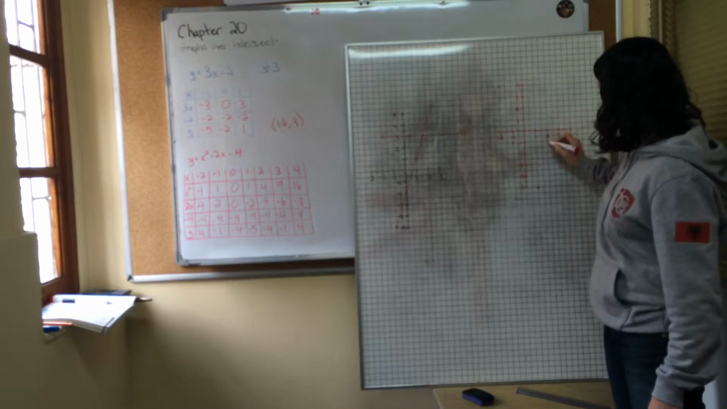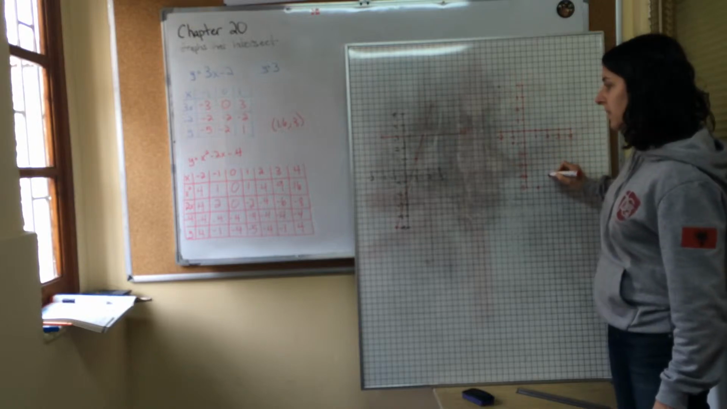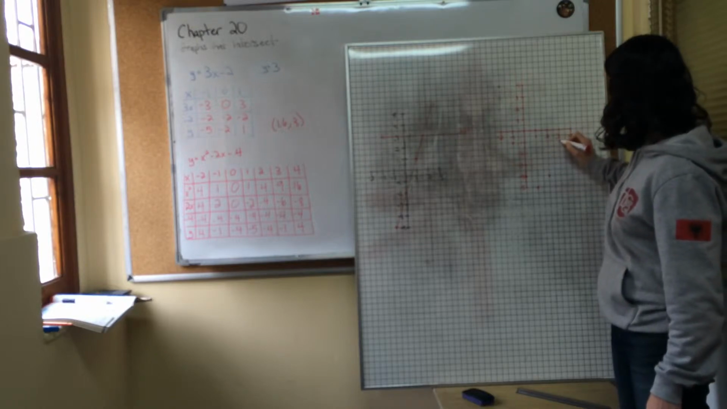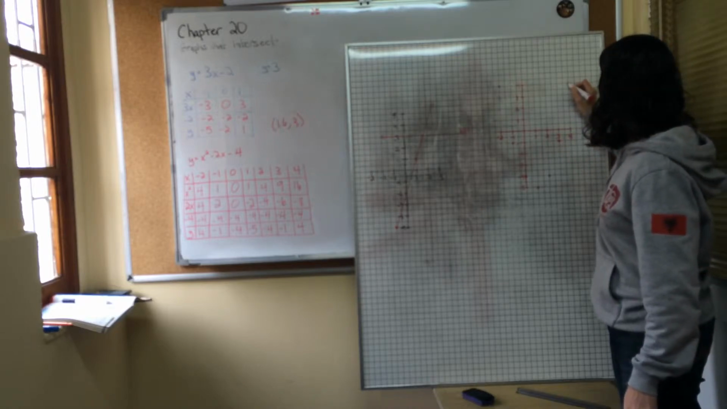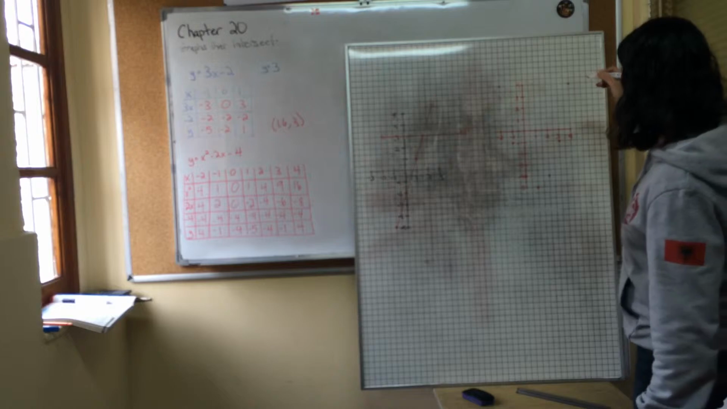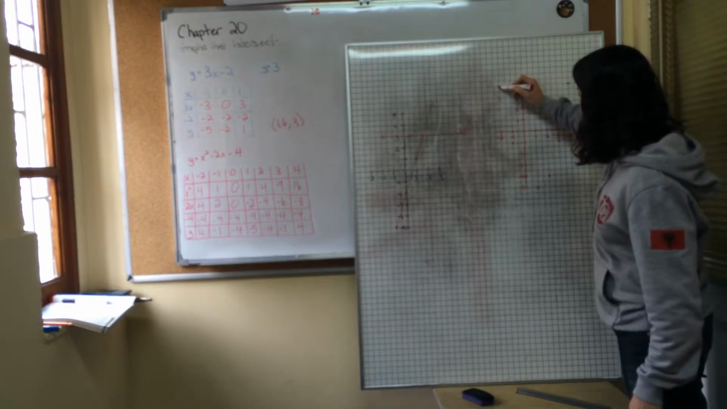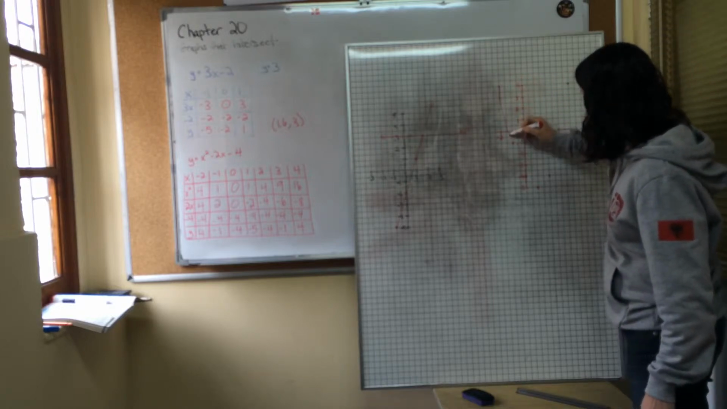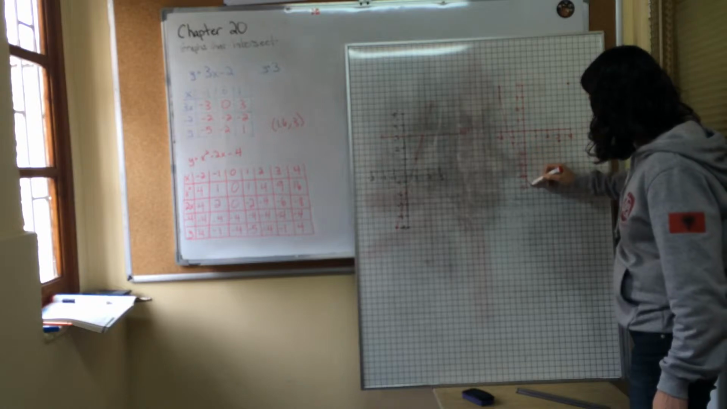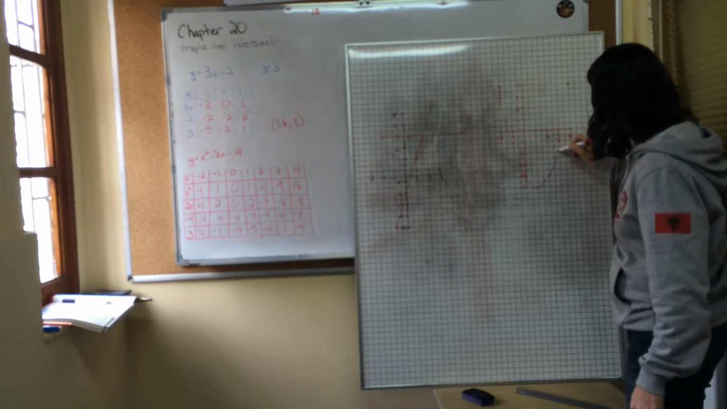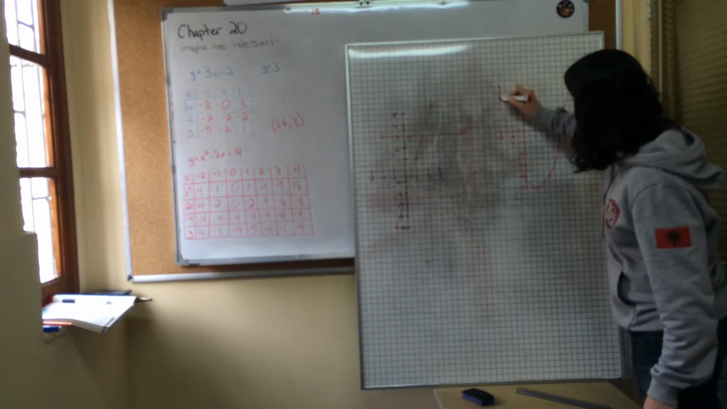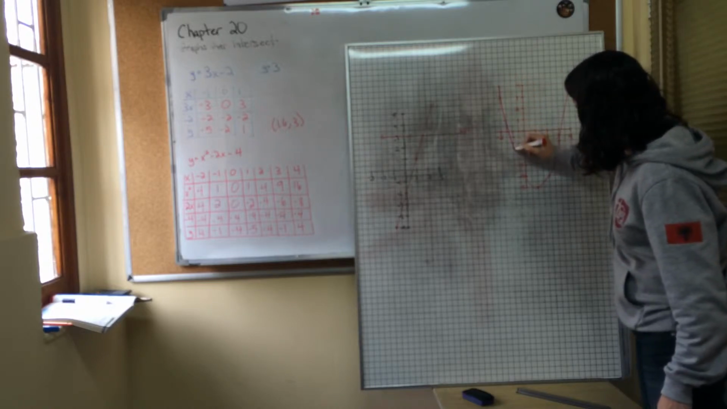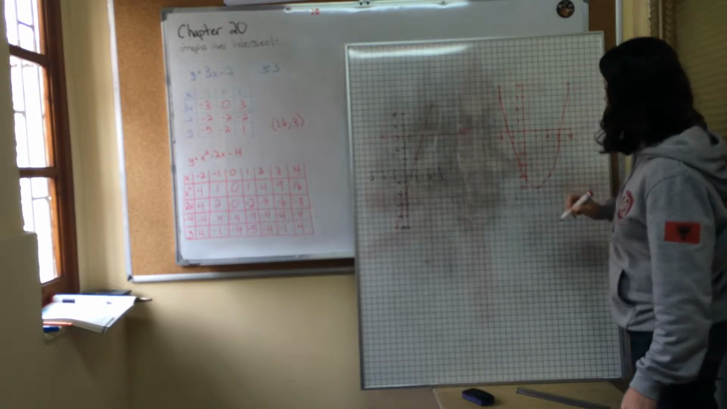2, negative 4. 3, negative 1. And 4, positive 4. Alright, so you can see this is a quadratic. We're going to do our best to combine all these points into a smooth curve. This side was a little lacking. I'll see if I can trace it so you see it a little bit better.